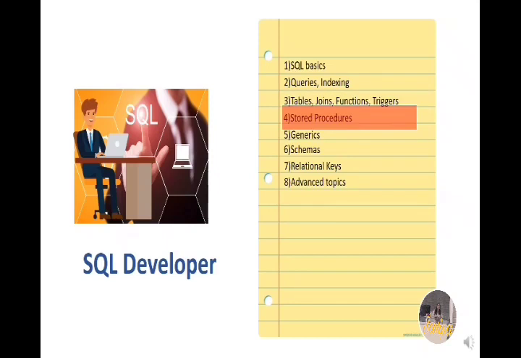The fourth topic is about stored procedures, and the fifth topic is generics, and the sixth topic is schemas, and the seventh topic is relational keys, and the last one is advanced topics related to SQL.